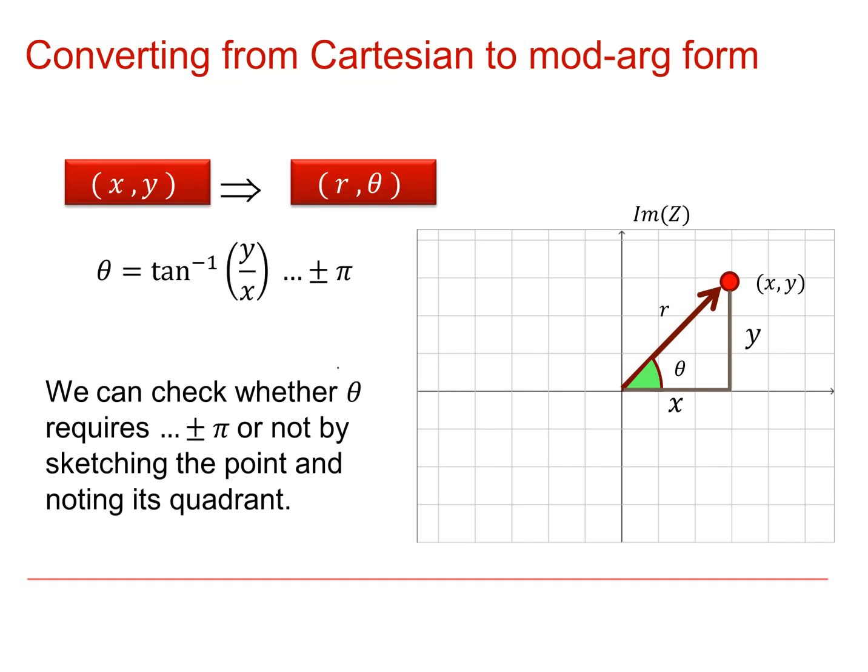You can put any negative values of x and y into this formula and then decide whether or not to add or subtract pi. Or you can simply draw a quick sketch and use basic GCSE trigonometry, which might be a safer way of doing it.